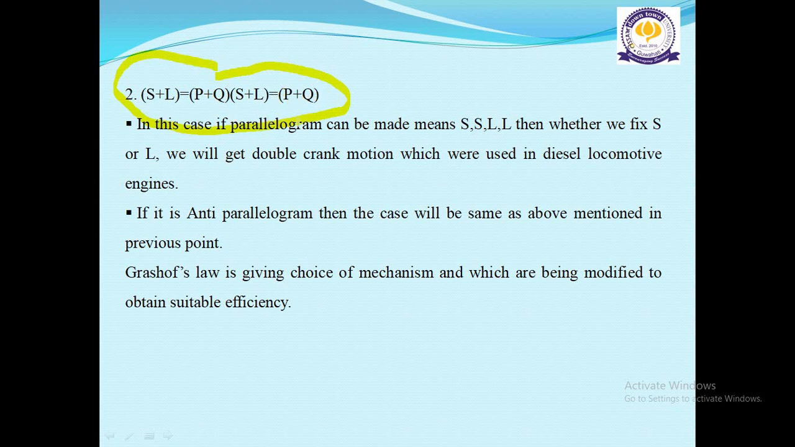In this case, if a parallelogram can be made, meaning S S L L, then whether we fix S or L, we will get double crank motion, which was used in diesel locomotive engines. In a parallelogram both the opposite sides are equal. So if we fix S or L, we are going to get a double crank motion. If it is an anti-parallelogram, then the case will be the same as mentioned in the previous point. Next, Grashof's law is giving a choice of mechanisms, which are modified to obtain suitable efficiency.